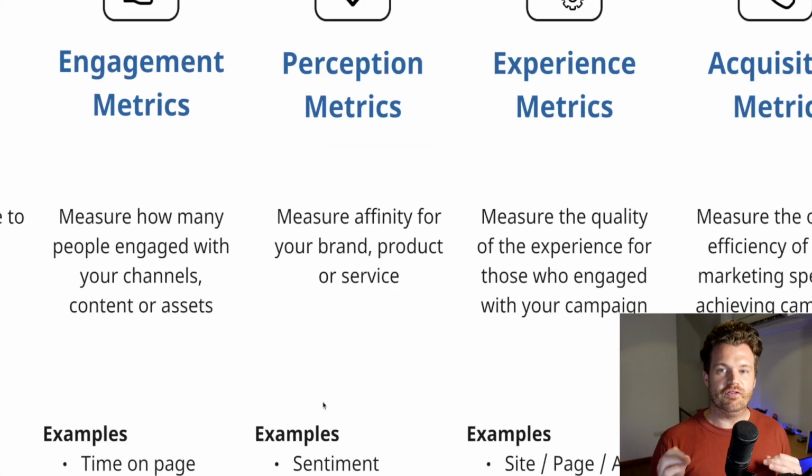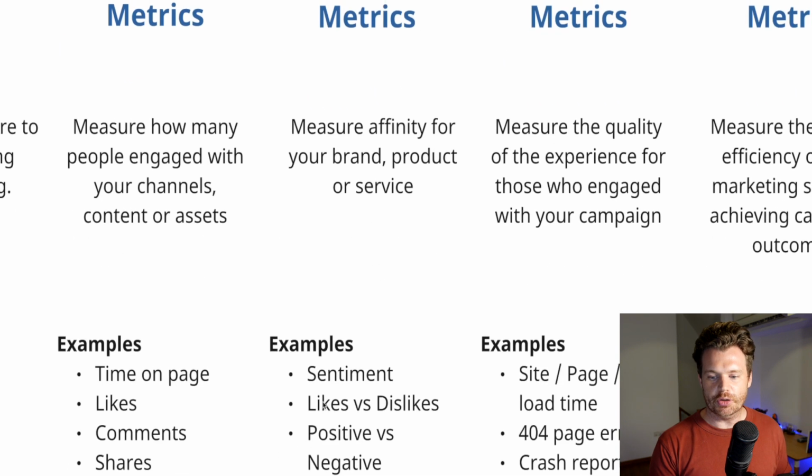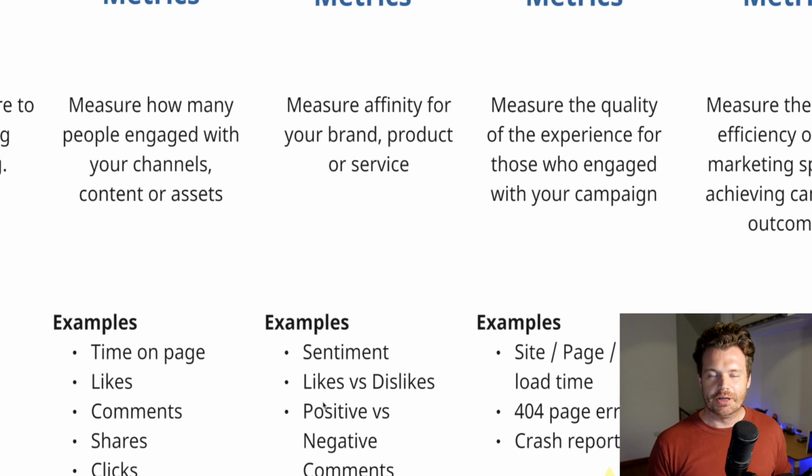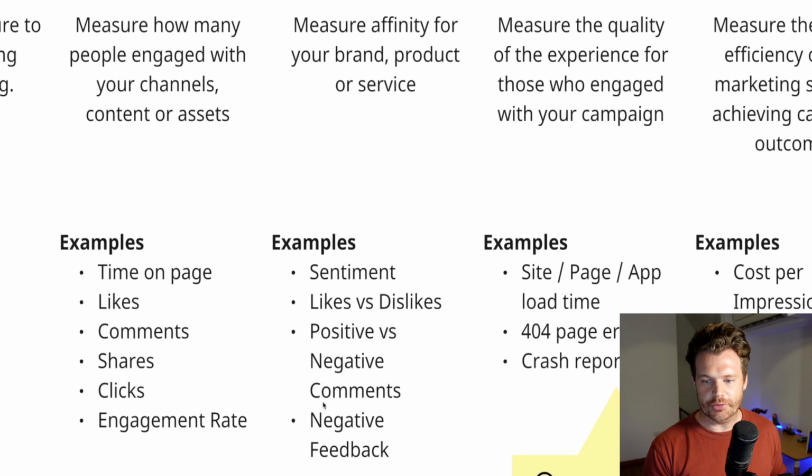Perception metrics measure affinity for your brand or your content or your products or services. This is where you have things like maybe comment sentiment that you can tag yourself manually, or use a tool like Sprinklr or Sprout Social to help measure that sentiment. But the nice thing is you also have some metrics that explicitly tell you about the sentiment, like likes versus dislikes. A like is kind of an explicit measure of affinity for something.